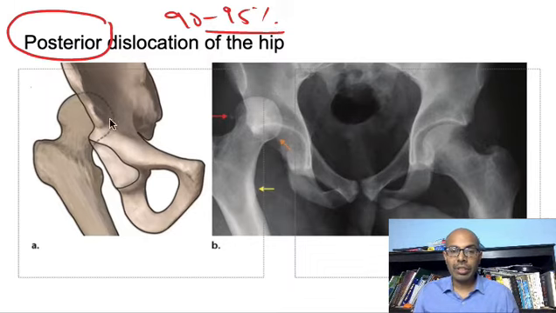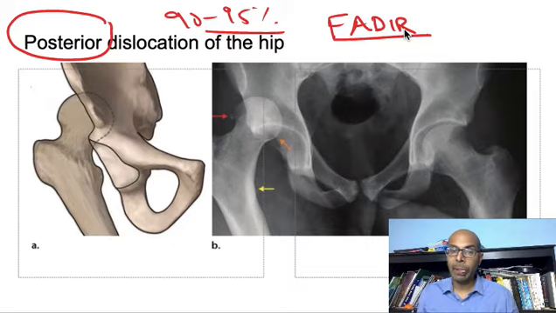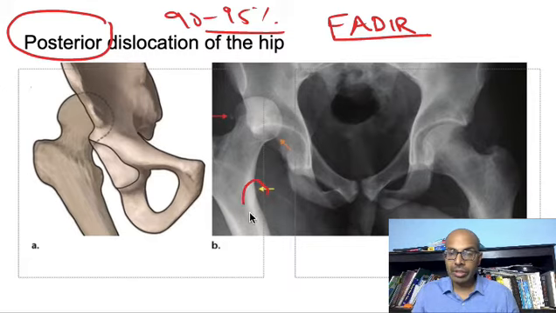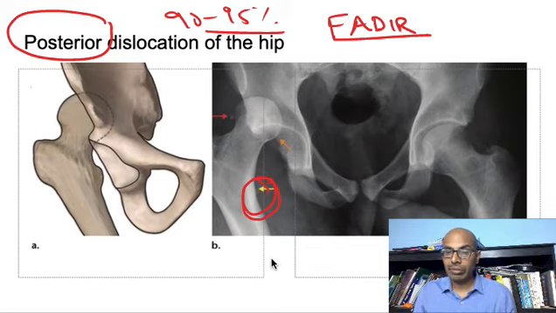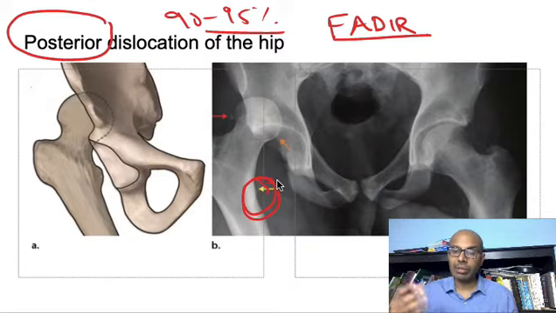So if you can see, the head has gone posterior, and what is the position of the limb that you see? FADER, that is flexion, adduction, internal rotation. That is a mnemonic for it. Because the limb is in internal rotation, you cannot see the lesser trochanter. So the lesser trochanter is not visible in posterior dislocation of the hip because the whole of the limb is internally rotated. So the lesser trochanter is behind the femoral shaft, and therefore you cannot make it out. There is apparent shortening.